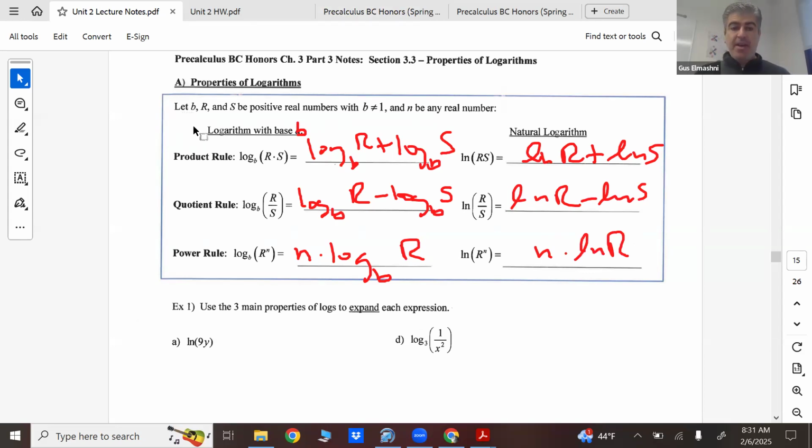So if we expand this, what happens here? Good? Yeah? Pretty simple. Okay, cool.